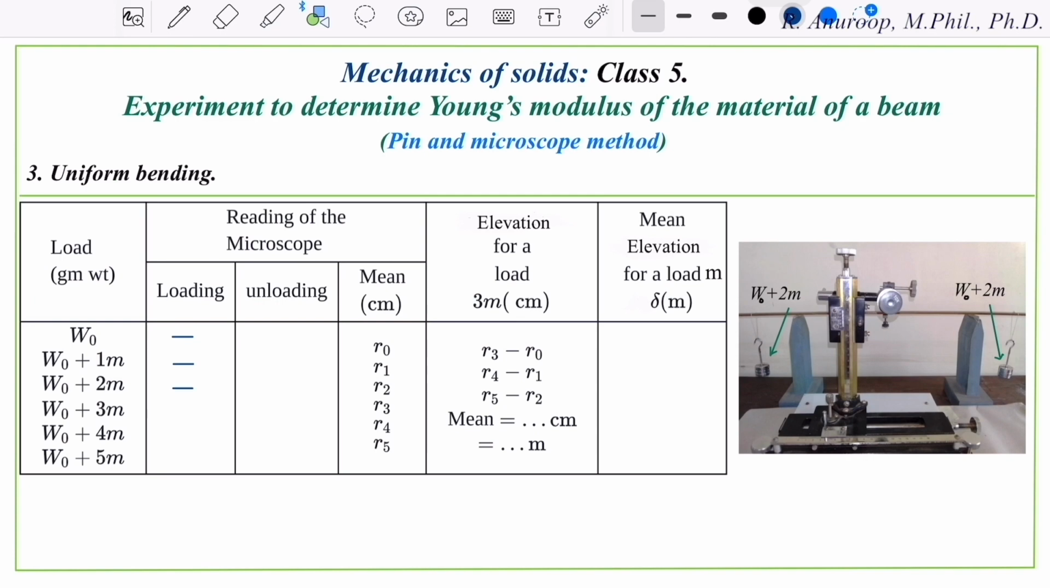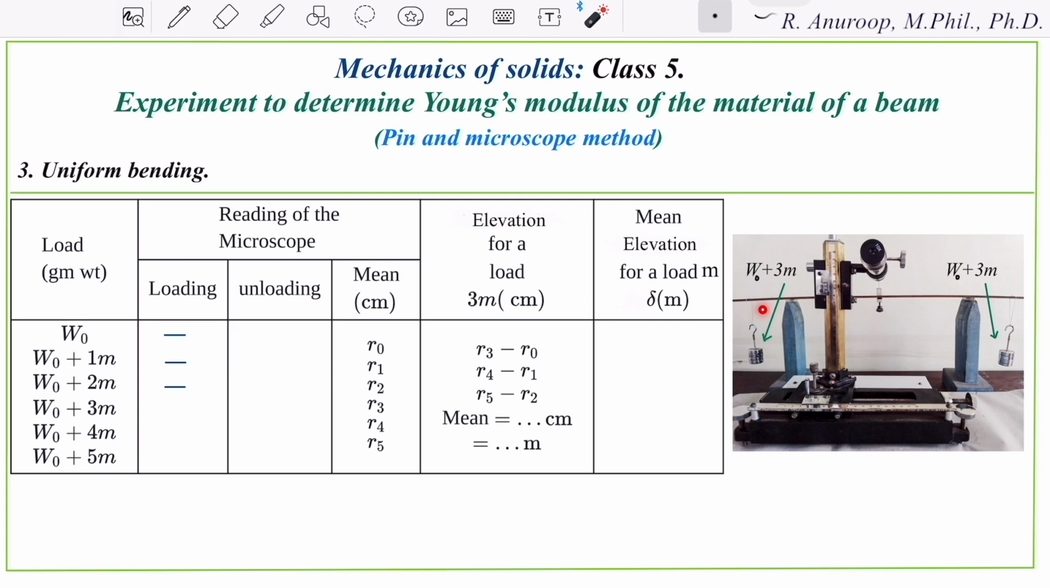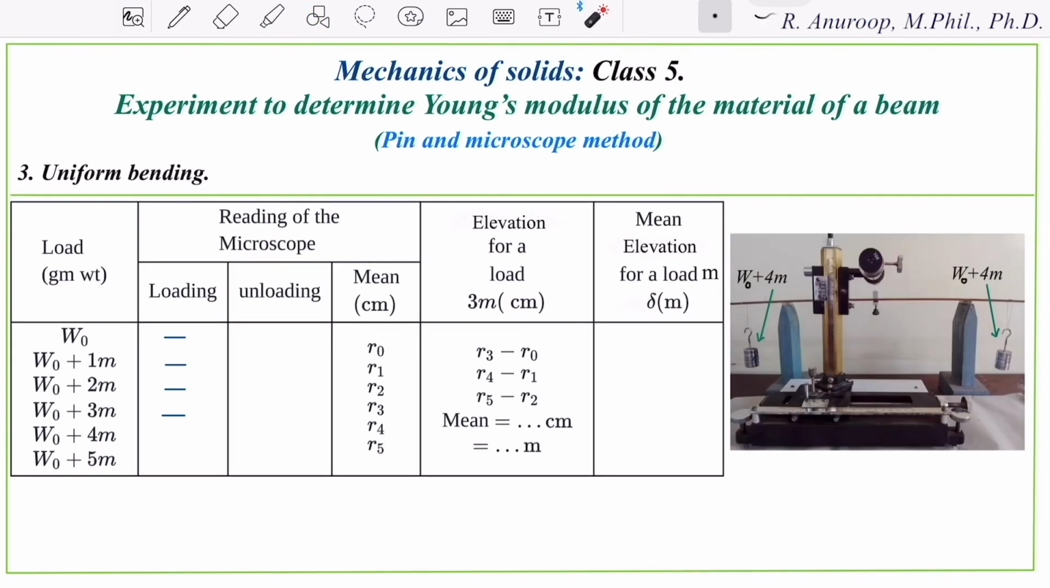Now the readings are noted. Now add 1m again on the weight hanger. So the total weight is W0 plus 3m. Now the readings on the traveling microscope are noted, and written in the loading column corresponding to W0 plus 3m. Now again add 1m on both weight hangers. So the total weight is W0 plus 4m on each weight hanger. Now the readings on the traveling microscope are noted and written in the tabular column corresponding to W0 plus 4m.